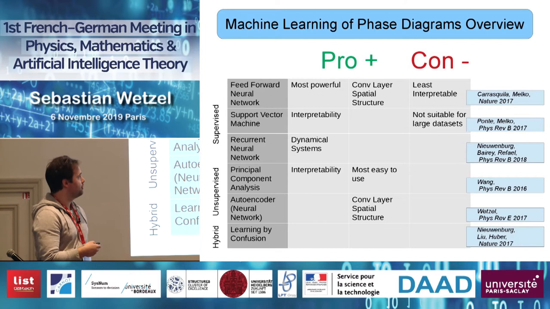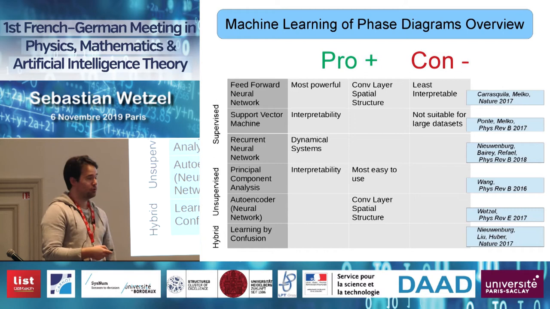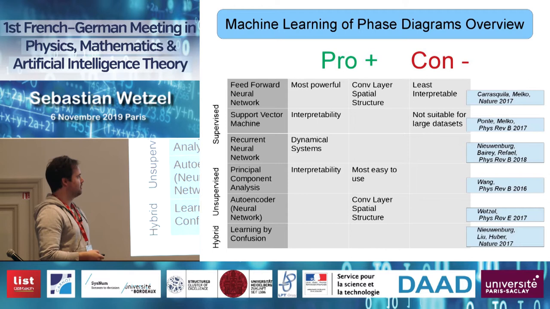Another one was an extension of the feed-forward neural network, where they exchanged some of the layers by recurrent layers, and they were able to examine dynamical systems and dynamical phase transitions. If we come to unsupervised learning, the first method that was proposed was principal component analysis, which is so easy that it's barely machine learning. It's just statistical methods that we will discuss later very briefly.